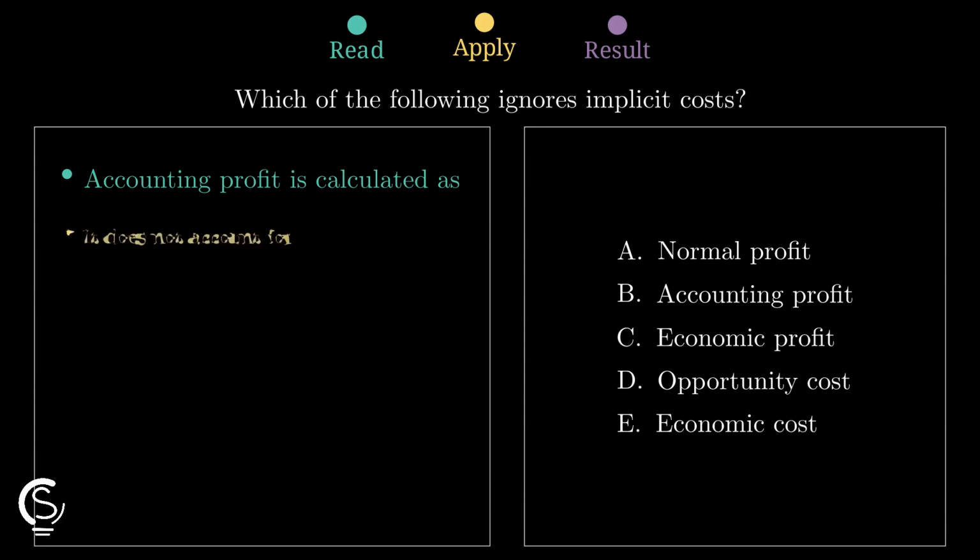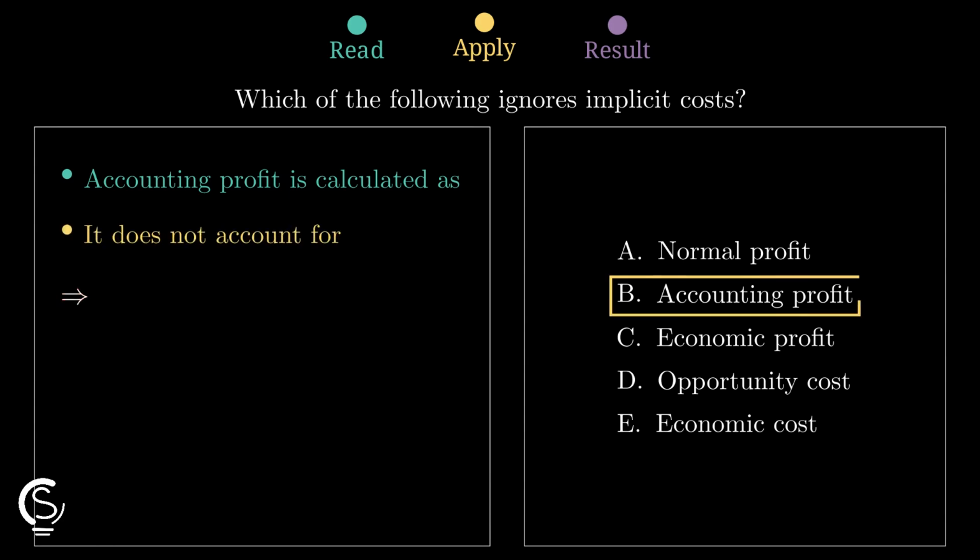Economic profit subtracts both explicit and implicit costs. Therefore, accounting profit ignores implicit costs, making option B the winner.